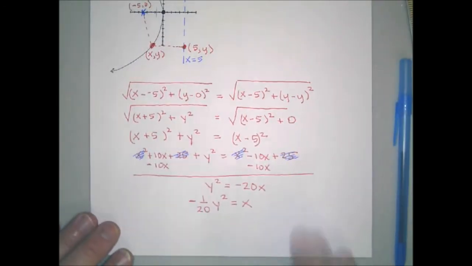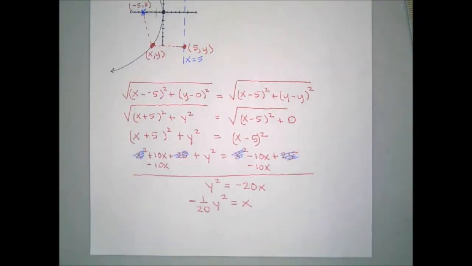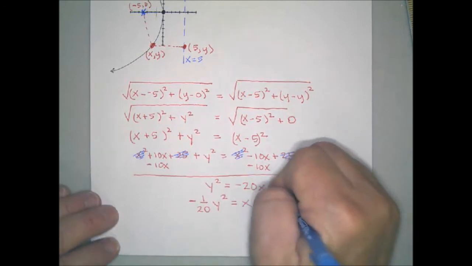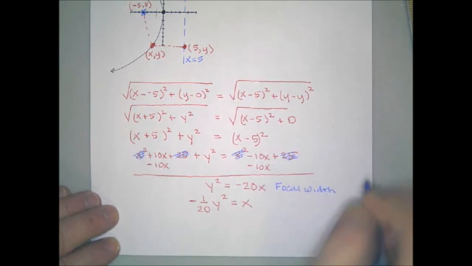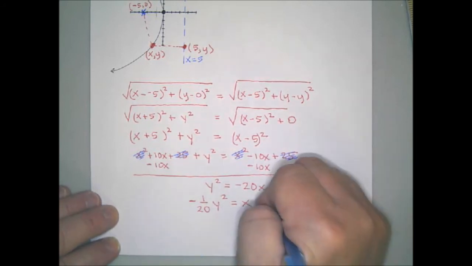So those are the two common forms we've used: focal width and descriptive.